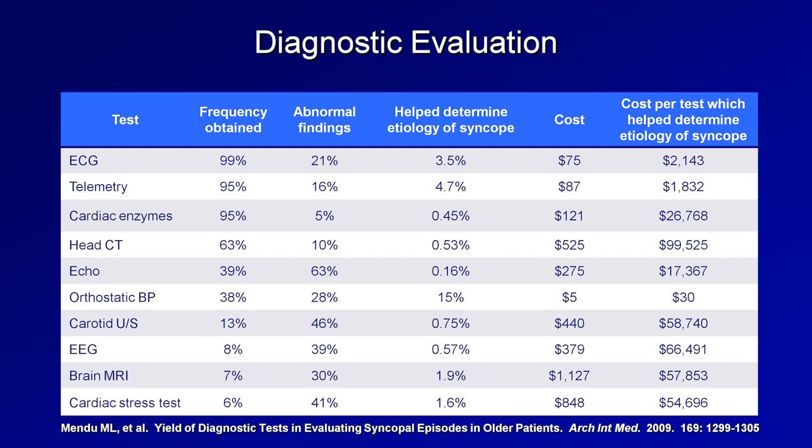At one end of the spectrum, orthostatic vital signs were helpful in determining the etiology of syncope in 15% of patients and are estimated to cost somewhere around $5, which is based on the length of time it takes a person to measure and record them. This means that it costs about $30 worth of checking orthostatics in a patient for each diagnosis made. That sounds like a very good deal.